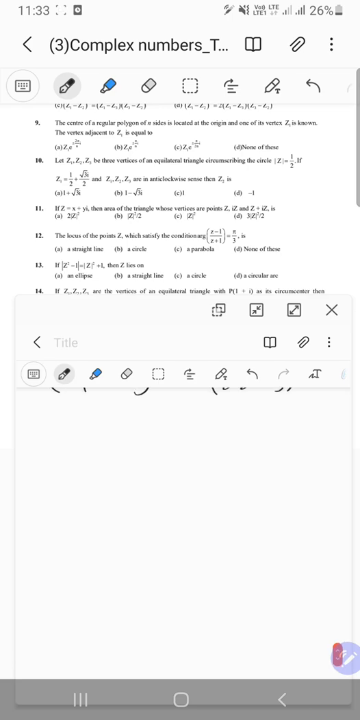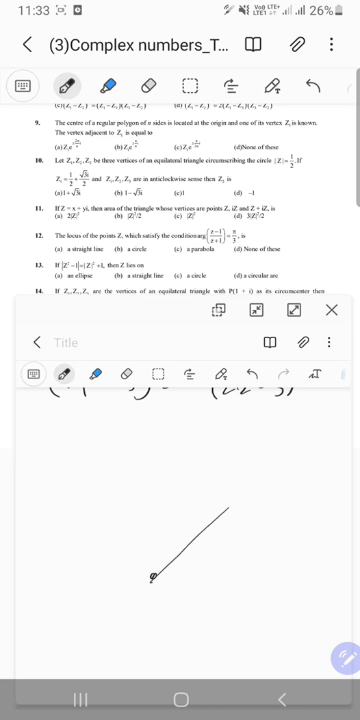Center of a regular polygon of n sides is located at the origin, and one of its vertices z1 is known. The vertex adjacent to z1 is equal to. Okay, the center of a regular polygon of n sides is located at the origin, and one of its vertices is known. I'm not going to draw this. The vertex adjacent to z1 is equal to.